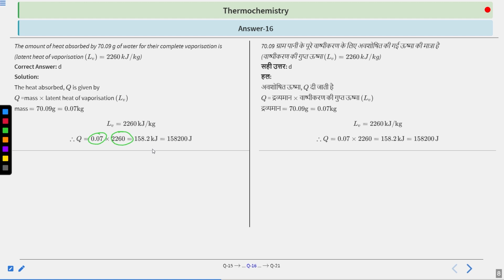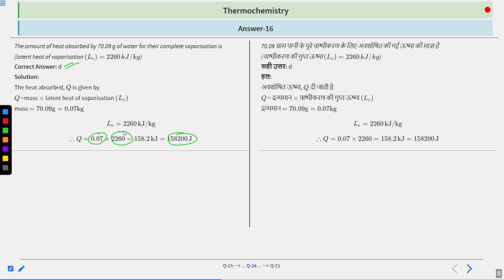Further, we convert this into joule by multiplying it by 10 to the power 3. That will give you 158,200 joules. So in this way, you will solve this question number 16. Therefore, your correct answer will be D.